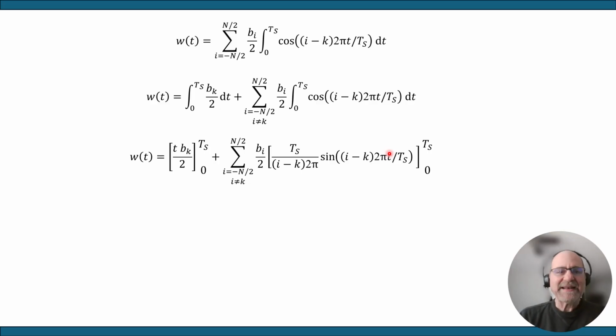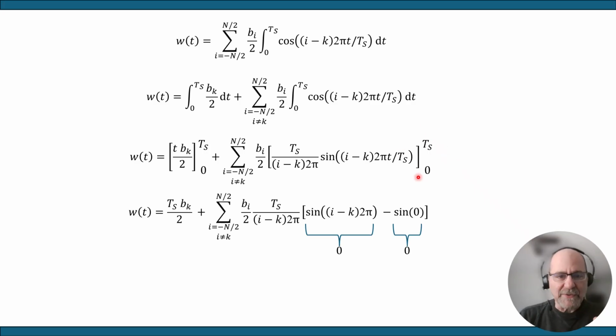So we're going to go ahead and solve these two integrals. This integral here will give you t multiplied by bk divided by 2, and then again we need to evaluate between 0 and Ts, and then the cosine here, which can be integrated easily to give a sine function. Again, this needs to be evaluated between 0 and Ts.